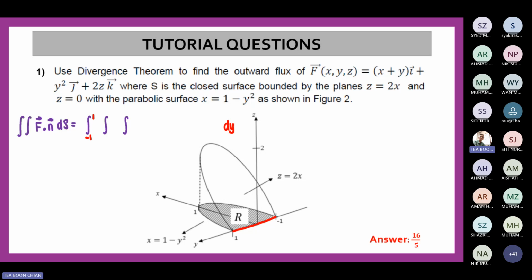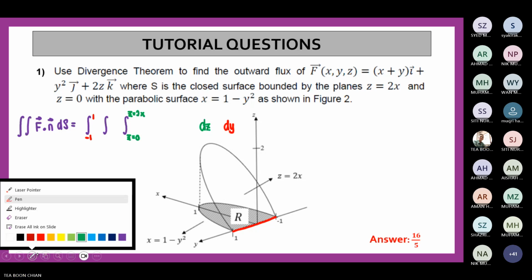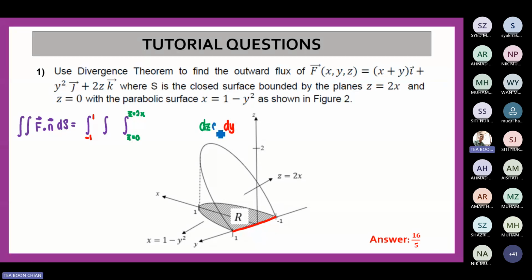So next is the z function. If you look carefully at the question, the surface is bounded by the planes z = 2x and z = 0. Whenever you have a pair of equations given in the question, that pair can be set as the innermost integral. That is, z from 0 until z = 2x, making dz the innermost. And finally, dx, the remaining variable, will be in between.